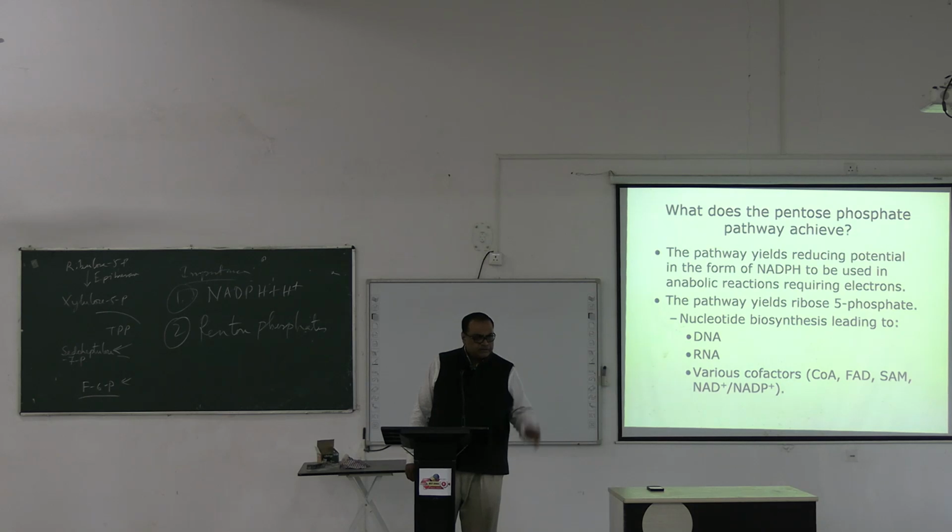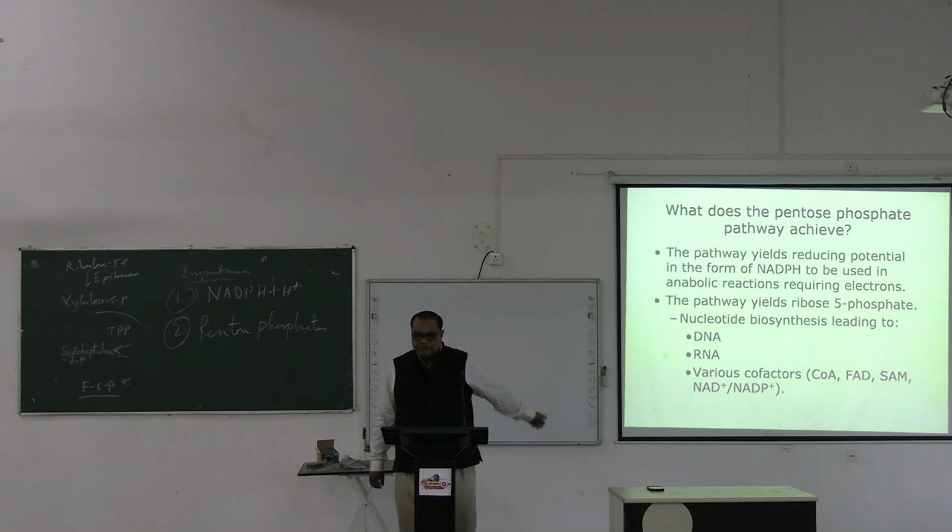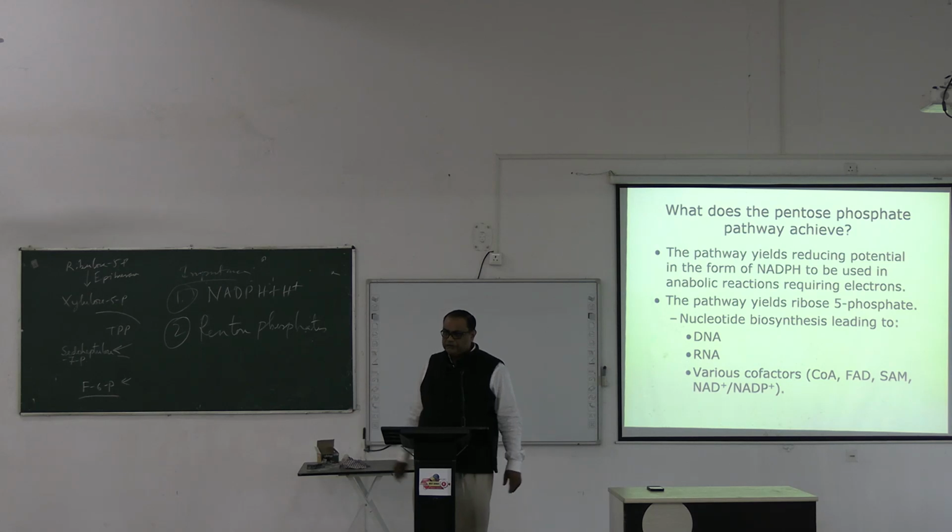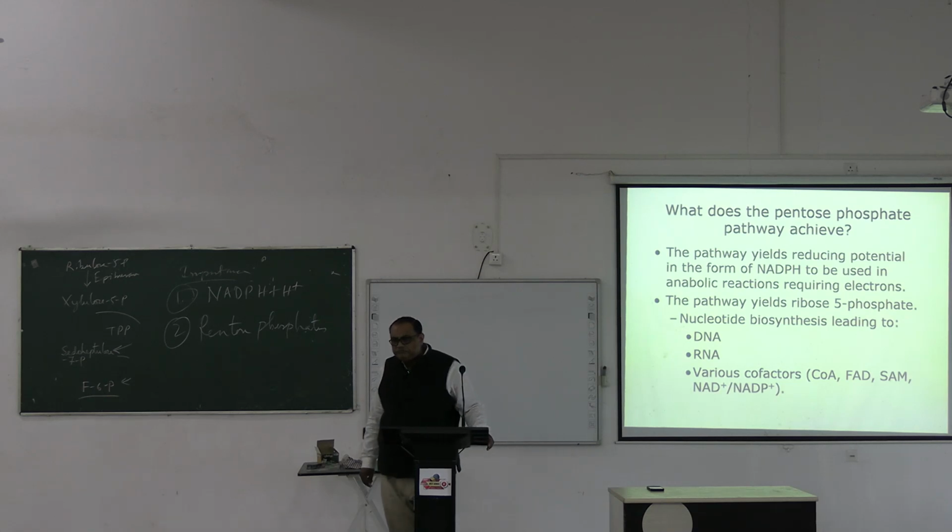Okay? This is number one. To synthesize DNA, we need this pathway to run. Otherwise, we will not get ribose 5-phosphate. But anyway, we can get it from the diet. Right? What's wrong in it? We can give a lot of vitamins. But the second point is more important: production of NADPH. NADPH we cannot supplement.